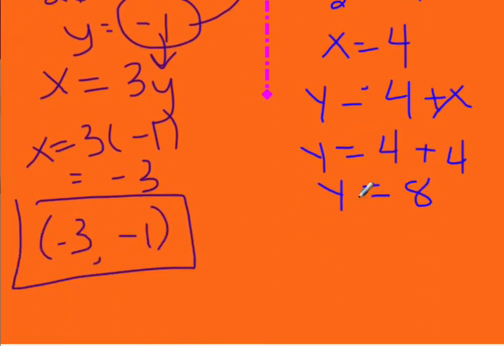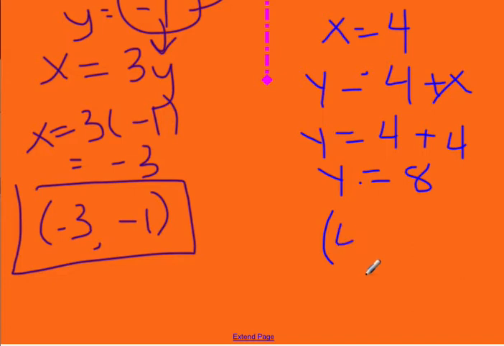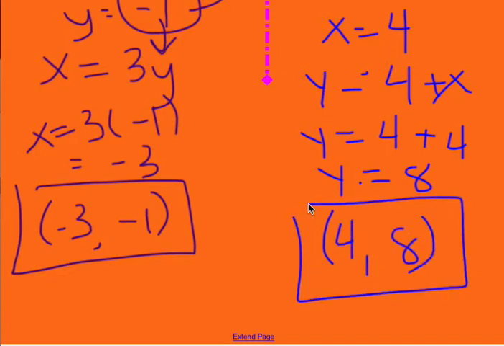And now I'm going to write that out as a coordinate point. First I write my x, then I write my y. So that's my final answer for number 4.